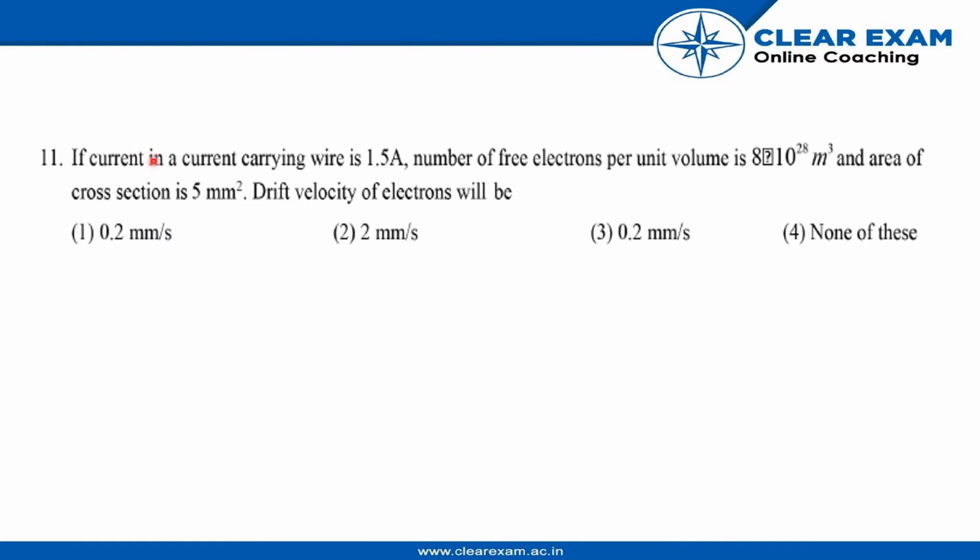The current in a current carrying wire is 1.5 ampere. The number of free electrons per unit volume is 8 × 10^28 per meter cube, and the area of cross section is 5 millimeter square. The drift velocity of the electron will be 0.2 millimeter per second.